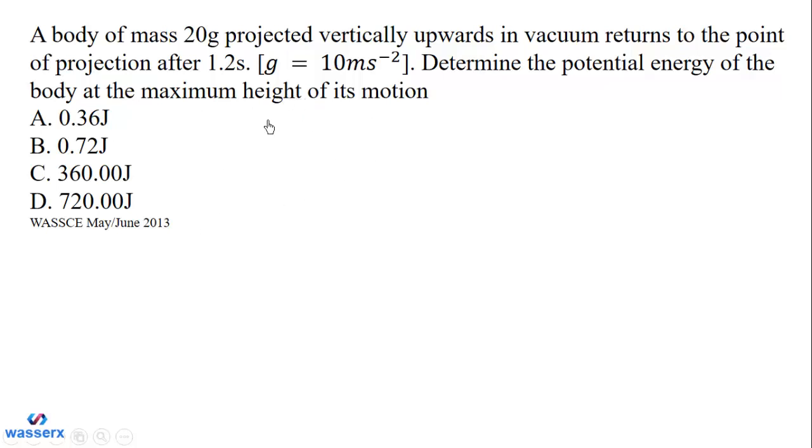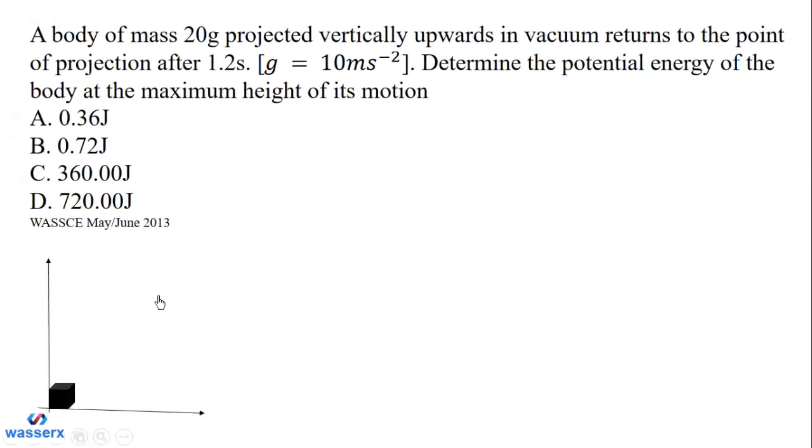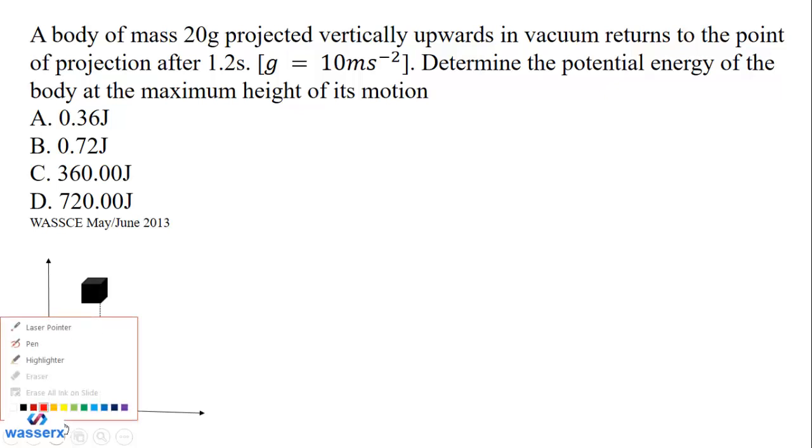So let us see whether we can use some diagram to explain the question before we start the solution. Let this be the body with mass 20 grams. Then when we project it vertically upwards, it will go up like this, and it has reached the maximum height over here. So we have this to be our height, which is h.